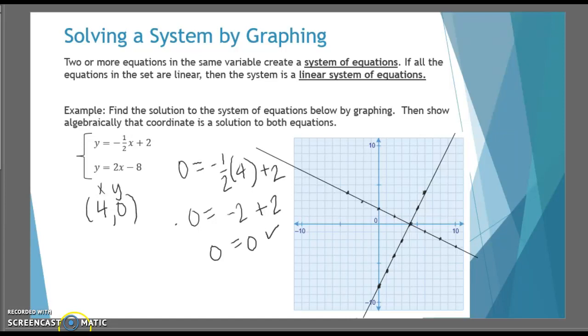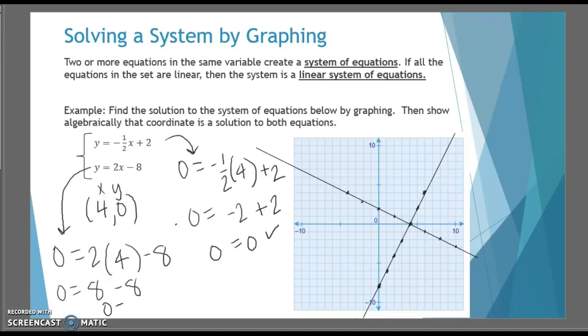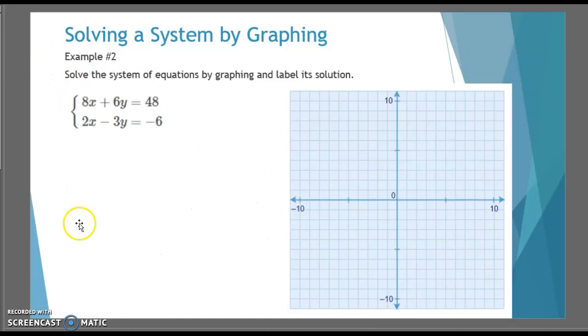Let's do it for the second equation. So that is this one here and this one down here. So 0 equals 2 times 4 minus 8. Well, 2 times 4 is 8 minus 8, and 8 minus 8 is in fact 0. So it works for both equations. All right, and that's how you check algebraically.